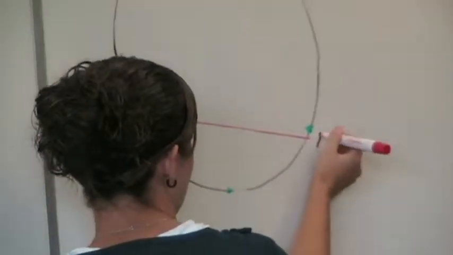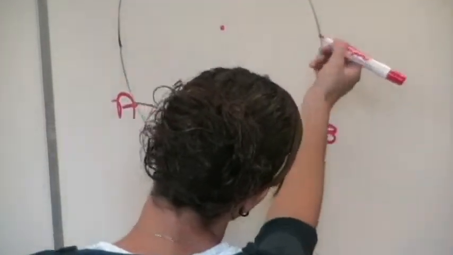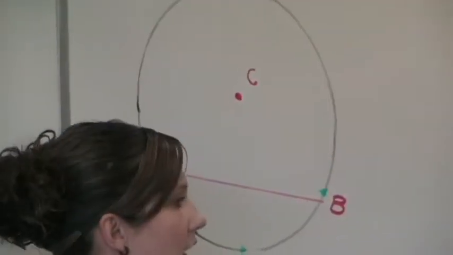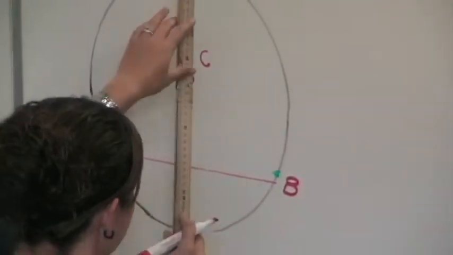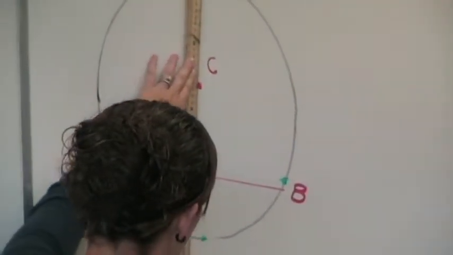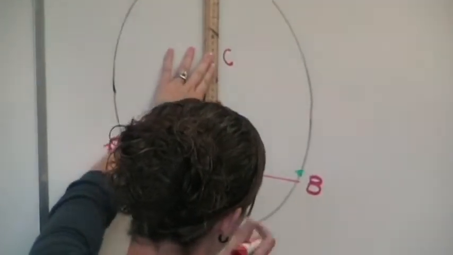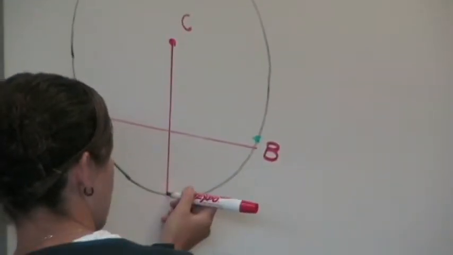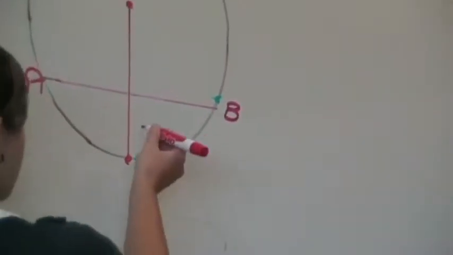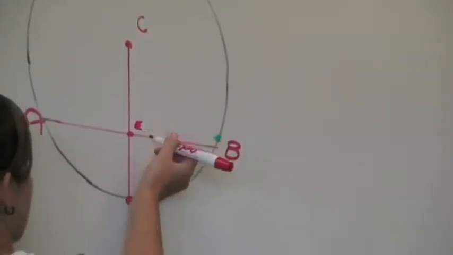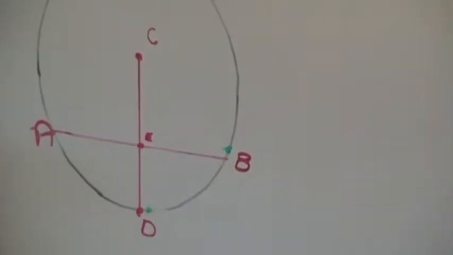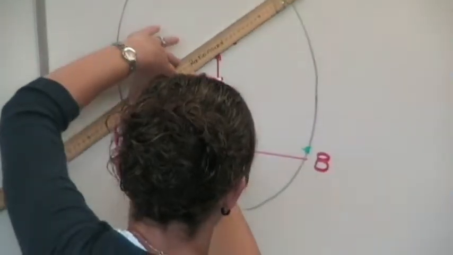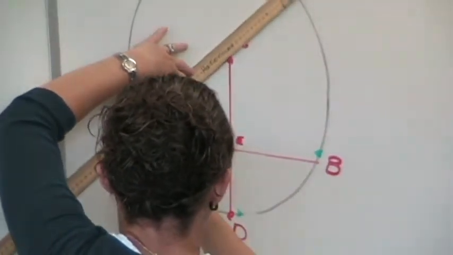I'm going to label it AB. The center point is already labeled in our diagram, and it is point C. It creates a perpendicular bisector with chord AB. This point we call E, and this point we call D. And then there's a line that connects C and A.